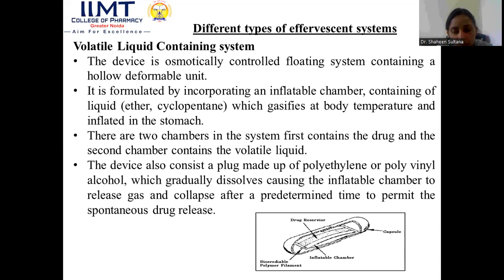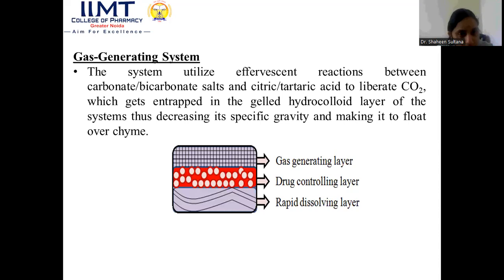The device also contains a plug made up of polyethylene or polyvinyl alcohol, which slowly dissolves, causing the inflatable chamber to release gas and collapse after a particular time to permit spontaneous drug release. Gas generating system: such a system utilizes the effervescent reaction between effervescent compounds, as previously discussed, carbonate or bicarbonate with citric or tartaric acid. The reaction causes the release of carbon dioxide that gets entrapped inside the gel hydrocolloid layer of the system and therefore decreases the specific gravity of the formulation, making it float over the food or over time.